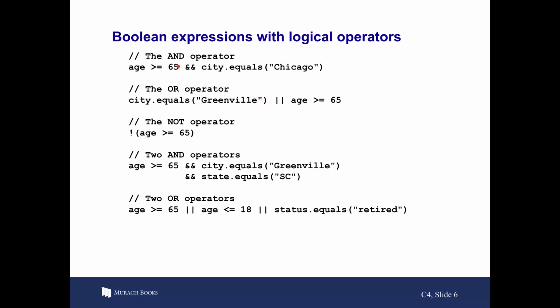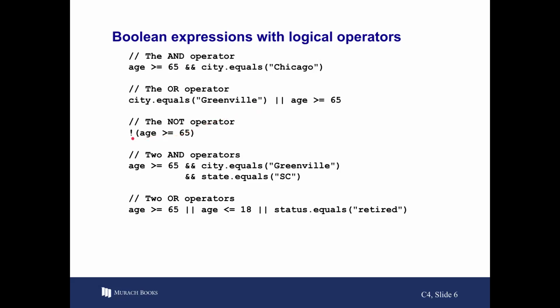So this is basically the same as the AND operator, but the second expression uses the same comparisons as the AND, only it uses the OR operator here. So in this case, the city is equal to Greenville, or your age is greater than or equal to 65. Either one needs to be true.